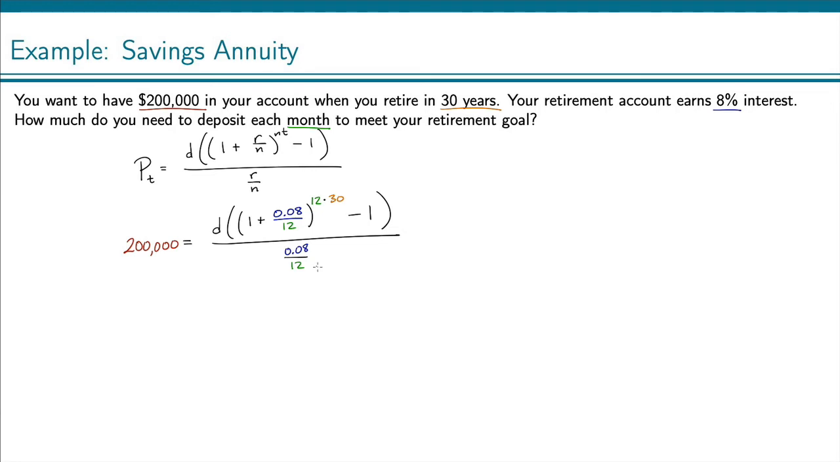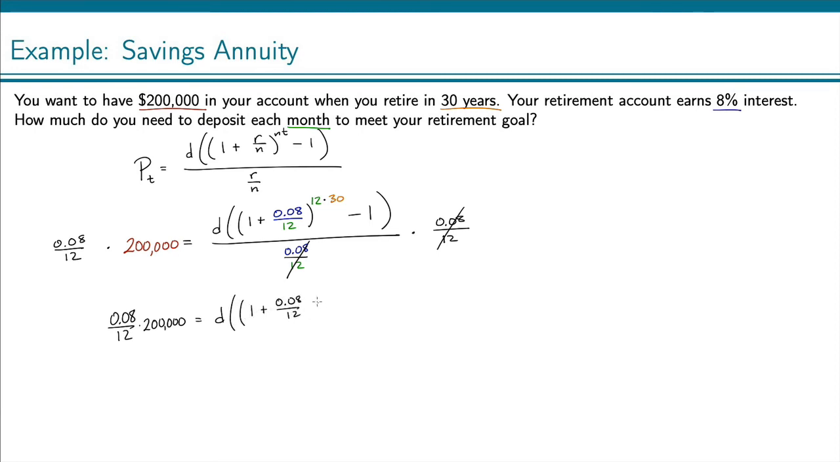All right, now we just need to go ahead and solve for D. I'm not going to worry about plugging anything into the calculator until I've got D by itself. So what we're going to do is first, this whole thing is divided by this fraction here. So we're going to multiply both sides by that fraction, 0.08 over 12, and that cancels it out right here. So we've got 0.08 over 12 times the 200,000 equals D times this whole thing here.